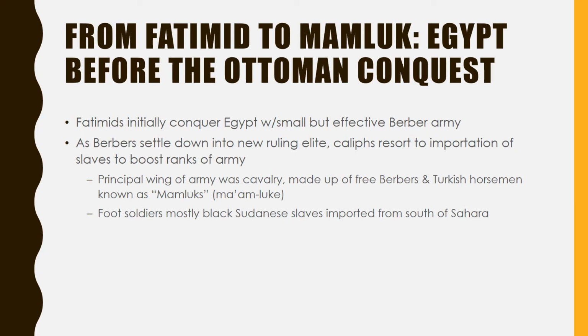And so the principal wing of their army was cavalry, and that would be soldiers on horseback. They were made up of free Berbers and Turkish slave horsemen known as Mamluks. So the Mamluks are going to be really significant, not just in the history of Africa, specifically Northern Africa here, but really the rest of Western Asia. They're definitely a significant group at this time.